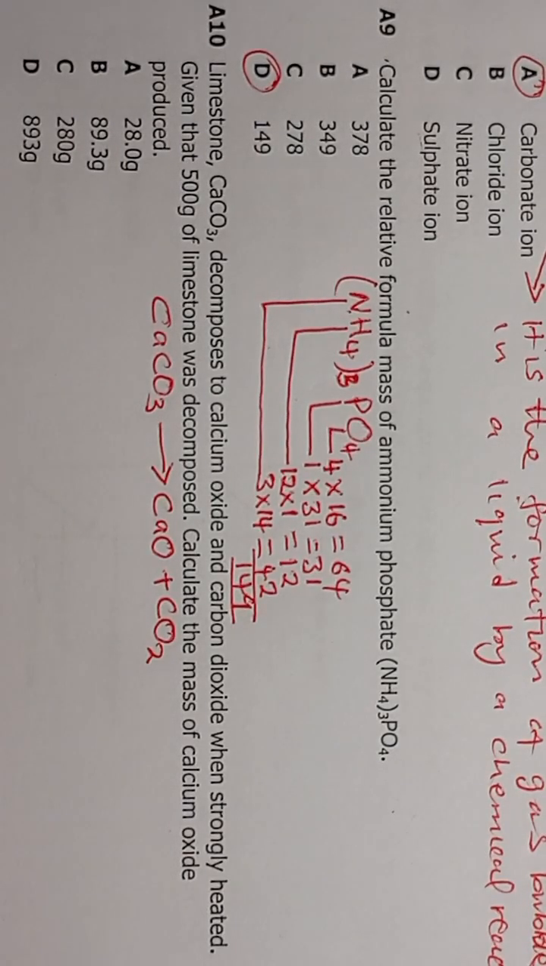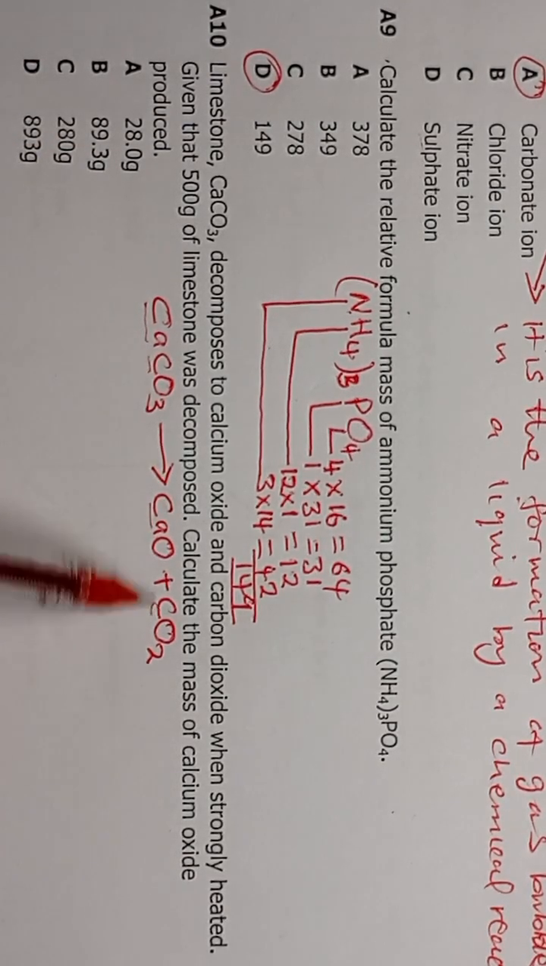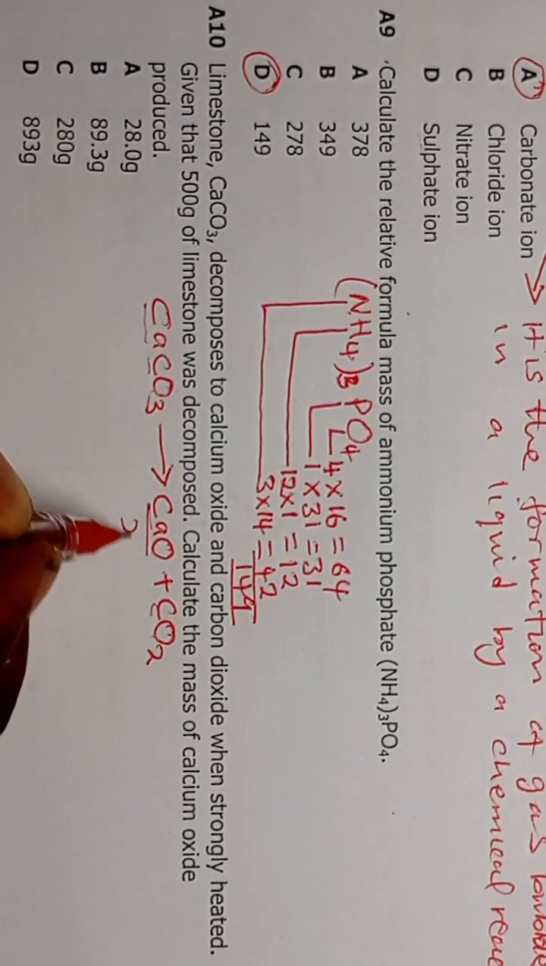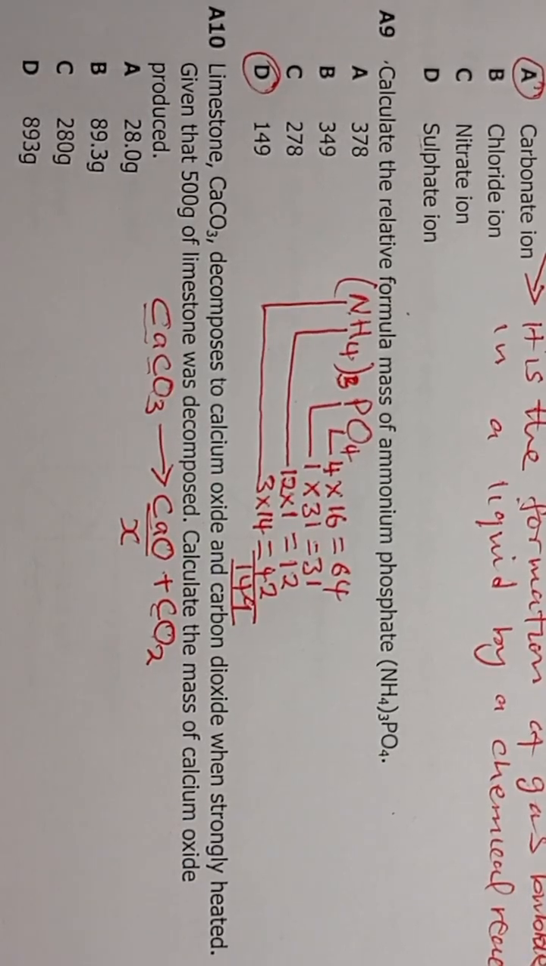Then number 2, you are going to balance the equation. From the look of things, this is a self-balanced equation. So we have 1 calcium, 1 carbon, 3 oxygen, 1 plus 2, it is 3. So it is self-balanced. From there now, identify what is the demand of the question. So the demand of the question is calculate the mass of calcium oxide. So I'm going to put X below calcium oxide.